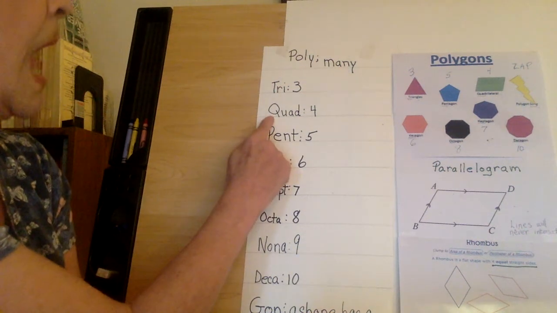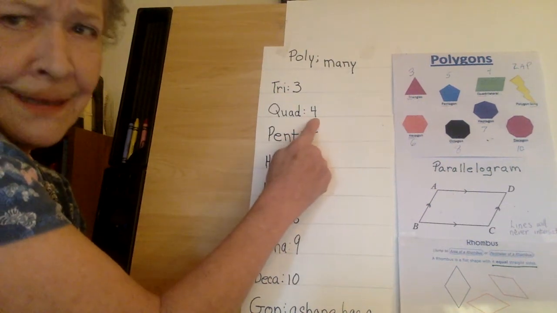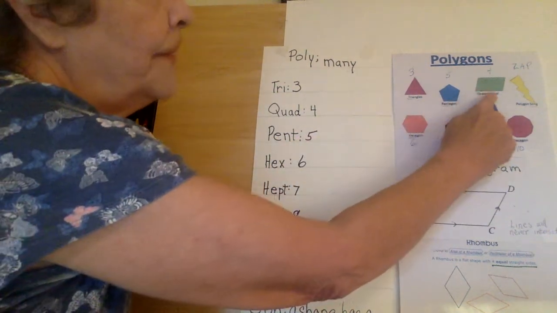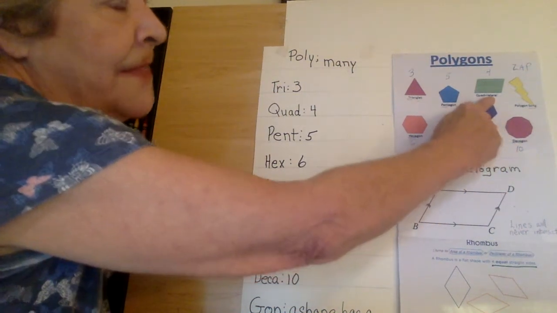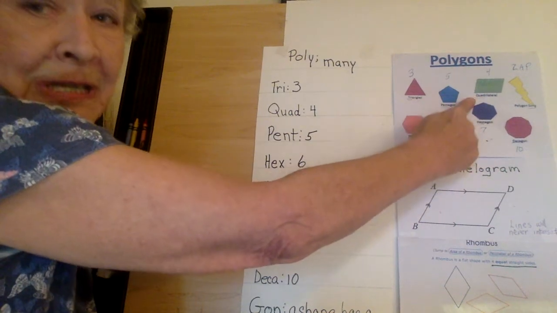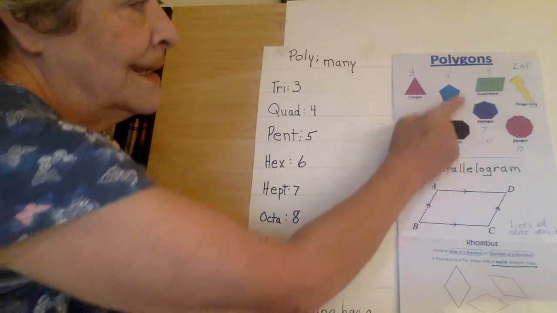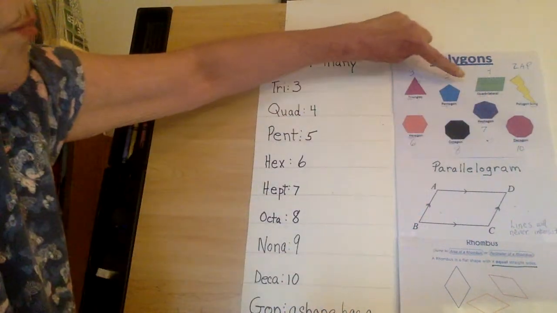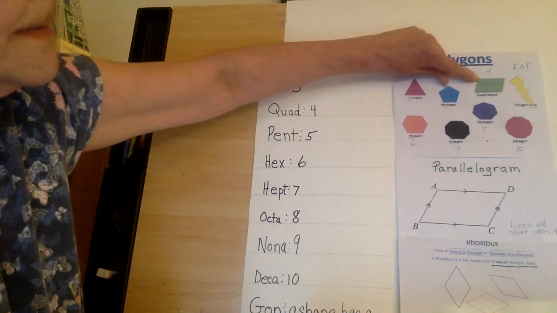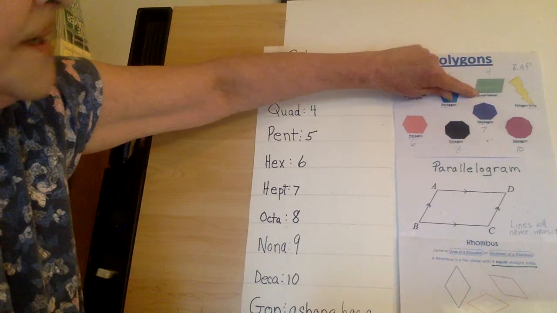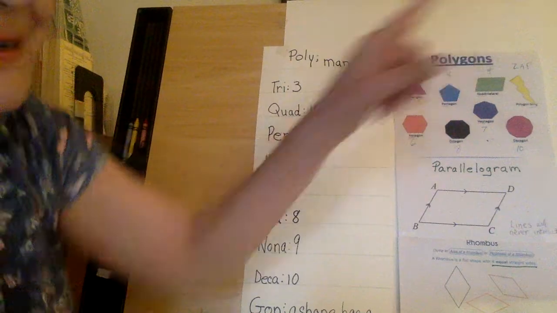All right, let's look. Quad. Quad means 4. Let's look for a 4 up here. I found it. It's right here. That means we have 4 angles. You can also think of it as 4 sides. Let's count them. 1, 2, 3, 4. Let's count the angles. 1, 2, 3, 4.